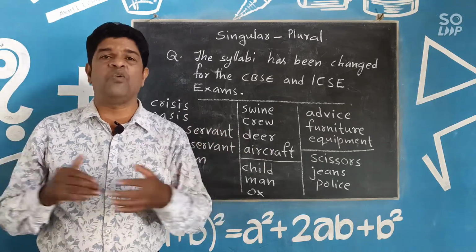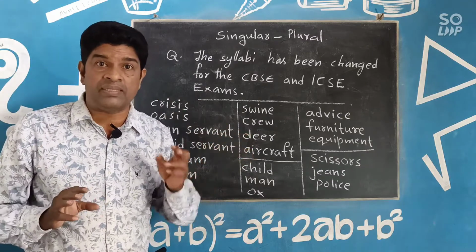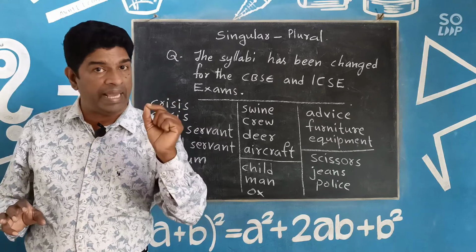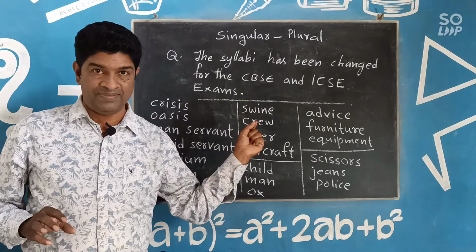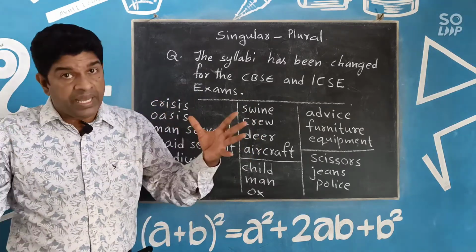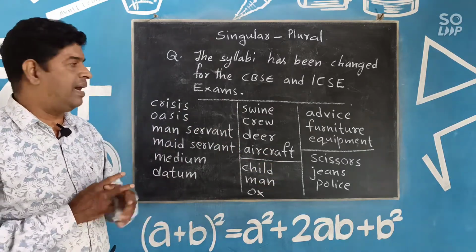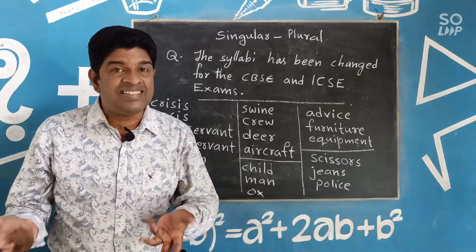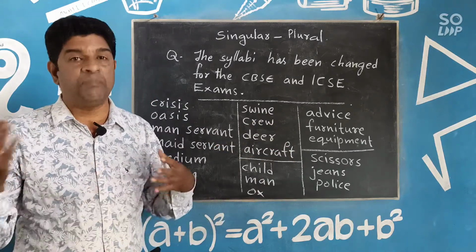Let's think of some other words. For example, alumnus. Alumnus, a student of a school or a college, but not a present one, but an old student. So he is called alumnus. And if there are many, we call them alumni. Alumnus, alumni. Okay, syllabus, syllabi. That's the plural form of syllabus, syllabi.